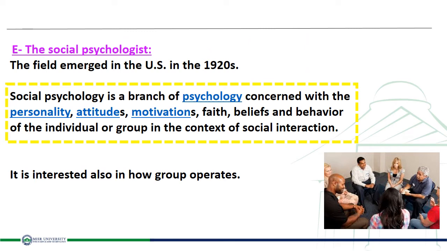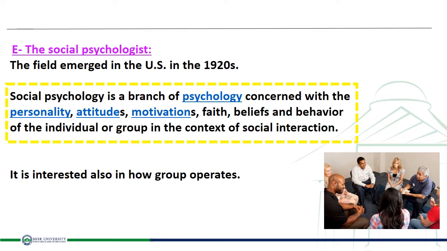Now we have two more subtypes of basic psychology. The first one is social psychology. Social psychology emerged in the United States in the 1920s. The reason is that the United States includes different ethnic groups, for example Latino, Hispanic, Asian, Indians, African Americans, and so on. This field emerged to study the differences between these ethnic groups.